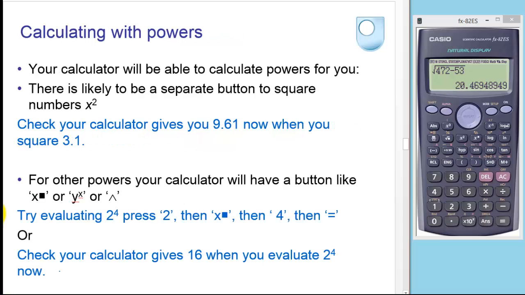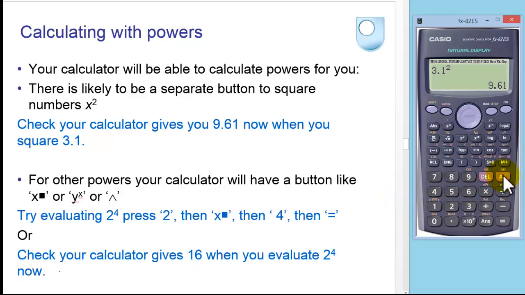So the next thing to have a quick look at is evaluating with powers. And on the Casio calculator, we've actually got a separate button for squares. So if we pull in 2 and then press the squared button, you can see it shows 2 squared. If I press equals, it gives me the answer of 4. So what I'm going to do is just do the example that's shown on the screen. So I'm going to square 3.1, so put 3.1 in, press the x squared key, and press equals. And what we find is we get the answer of 9.61.